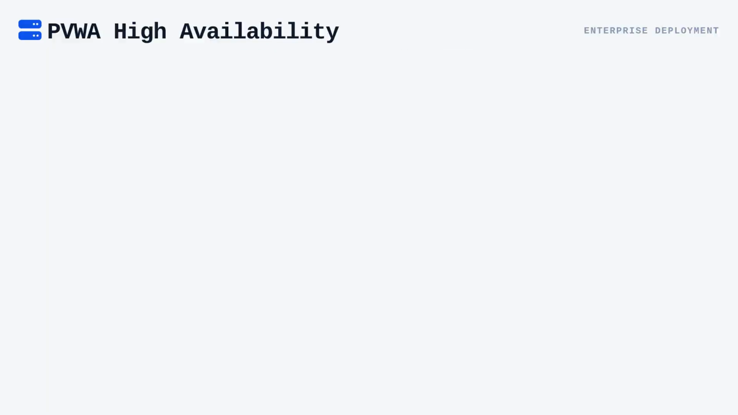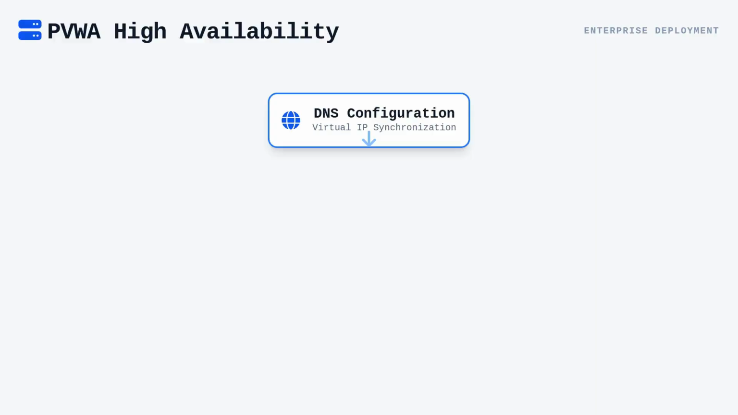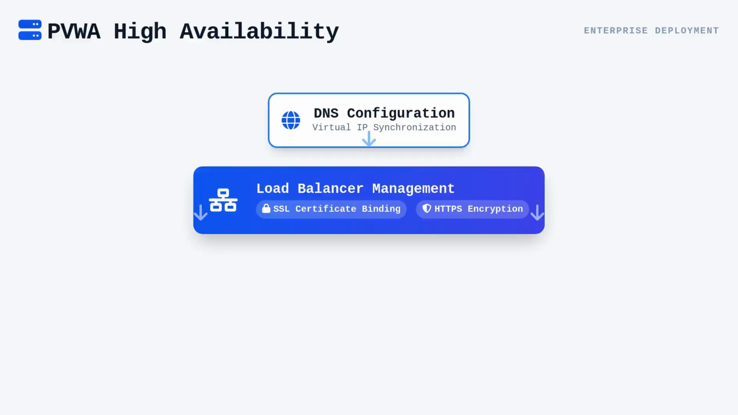In an enterprise-grade deployment, high availability for the PVWA is typically achieved through load balancing and, occasionally, multiple instances distributed across a server farm. When configuring these environments, you must pay meticulous attention to the domain name system and the certificate lifecycle management. Because the PVWA relies on encrypted traffic via HTTPS, you need to import and bind trusted SSL certificates on your load balancers to ensure secure, uninterrupted communication between the client and the server.